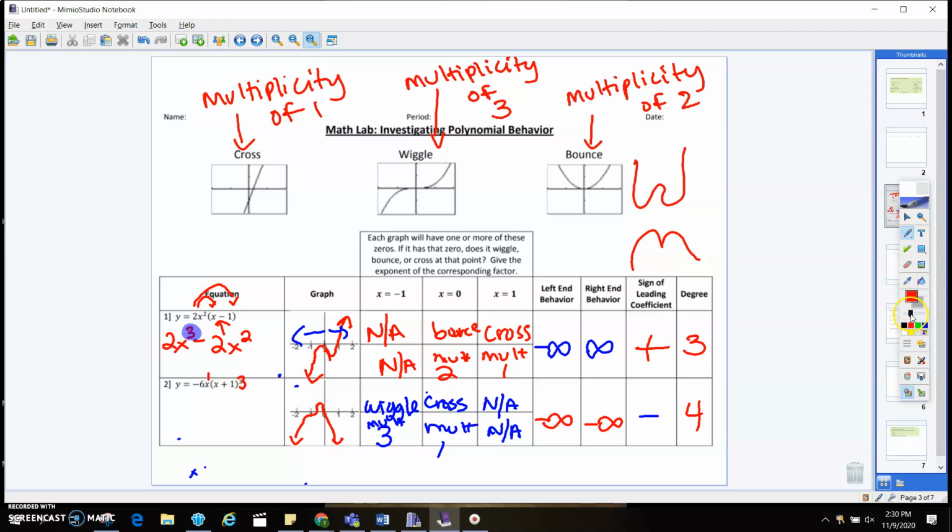The way I look at end behavior is I imagine myself standing at 0, 0. This is me standing at 0, 0. And I would look to the left and I would say, am I going up or down?